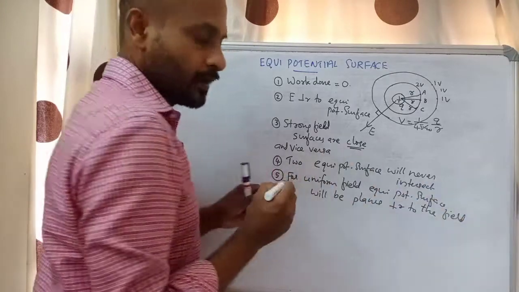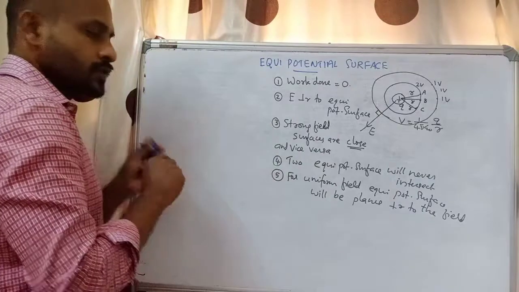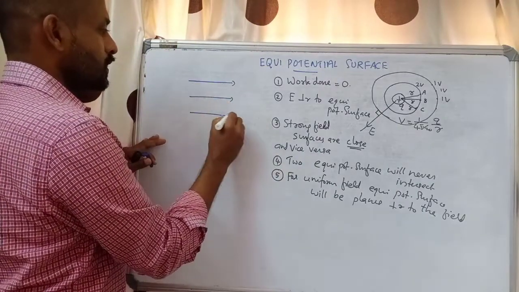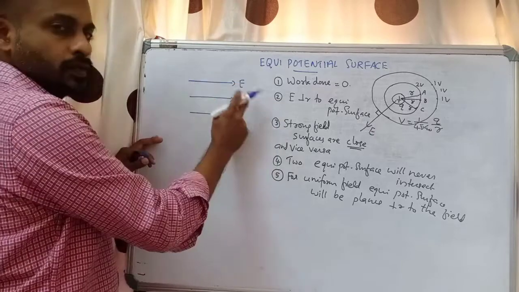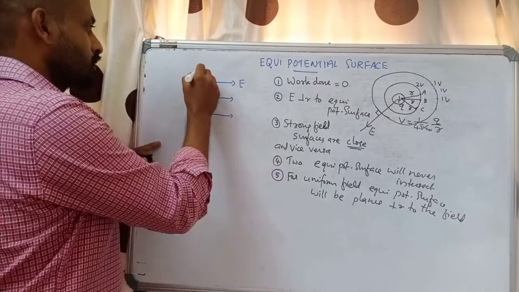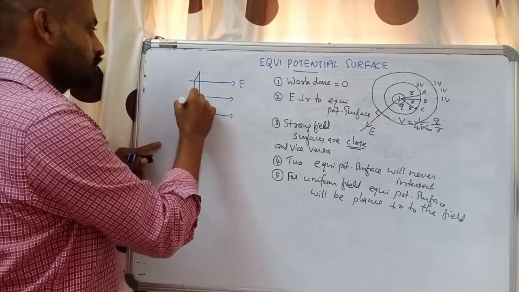We can draw the shape here. I have a uniform field in this region. You can see the uniform field region, from this side to this side, there's a uniform field. I will draw the equipotential surface. I can draw the first equipotential surface like this. This is one equipotential surface.